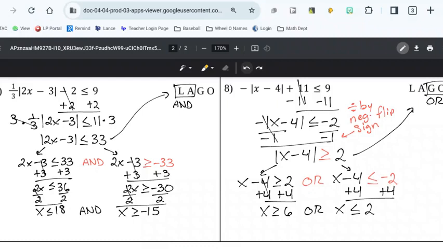Okay, there you have it. A lot of little details to pay attention to when solving absolute value inequalities. Please make sure you check through your work thoroughly and check through my work thoroughly.